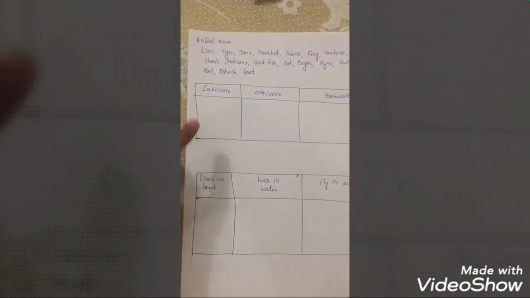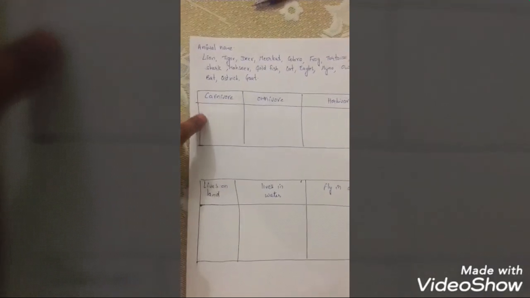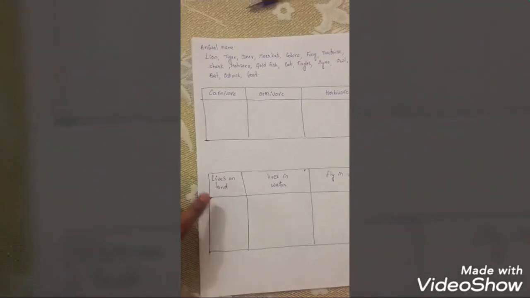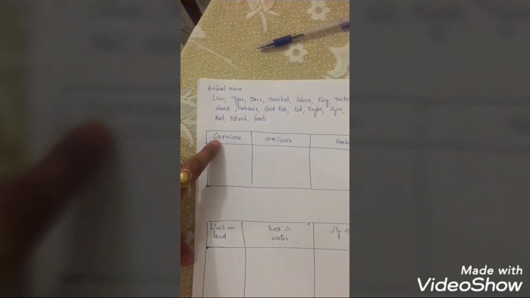So I have made two tables. The first table will sort the animals on the basis of their food habits, and the second will sort the animals on the basis of their habitat. Here I have written carnivore. Carnivore animals are those that eat only flesh.